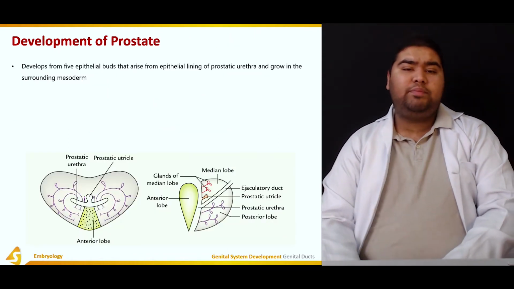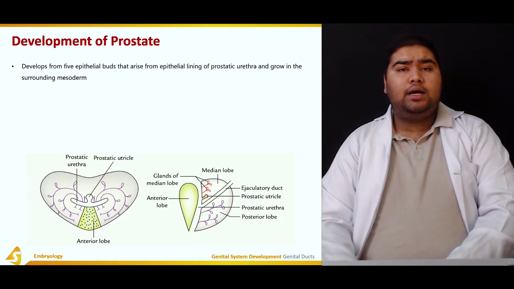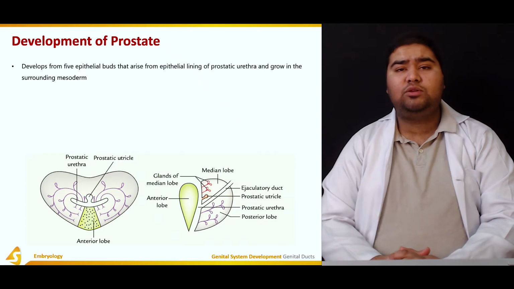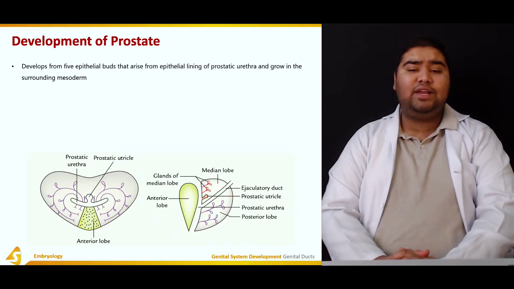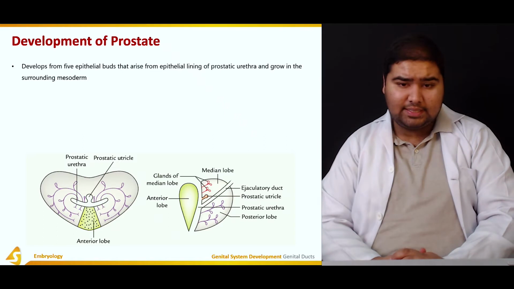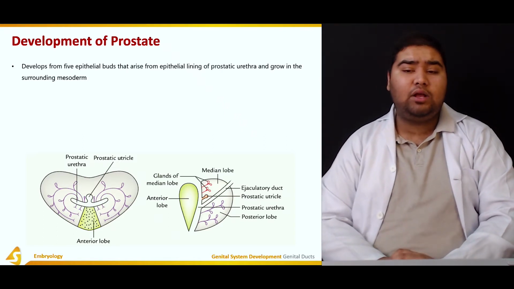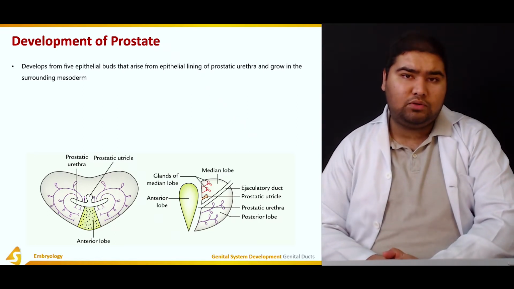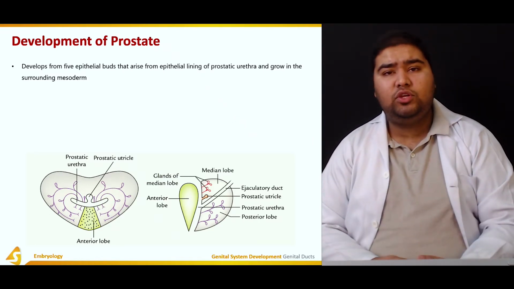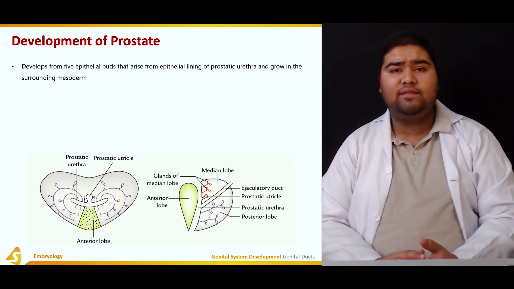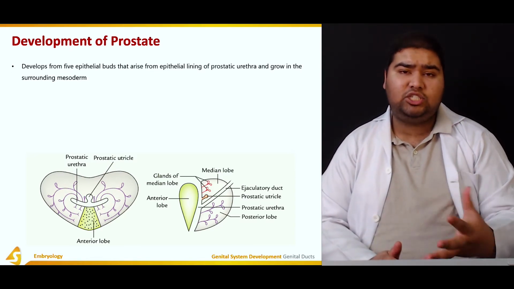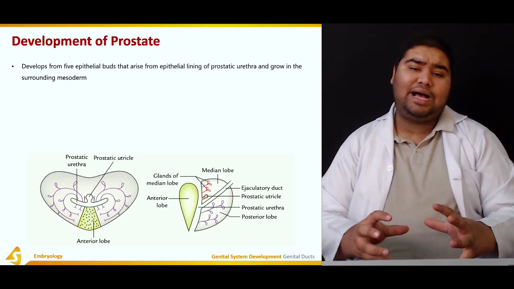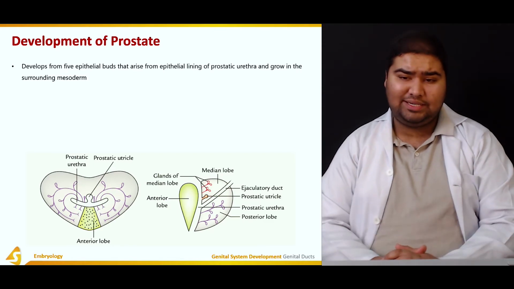So moving on, the development of the prostate. The development of the prostate is only being discussed here because it has a close association with the genital system. It develops from 5 epithelial buds that arise from the epithelial lining of the prostatic urethra and grow in the surrounding mesoderm. The prostatic part of the urethra was actually formed by the vesicourethral section of the urogenital septum. So that is responsible for the formation of the prostatic urethra.